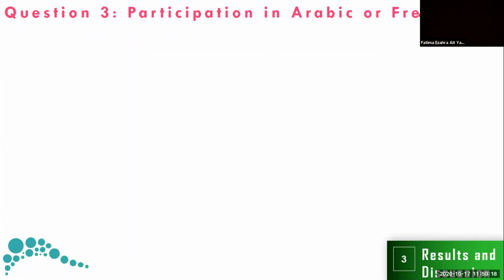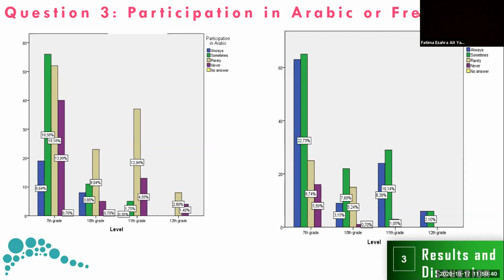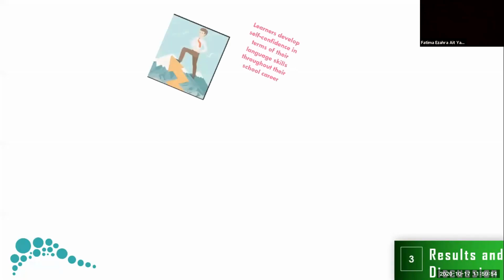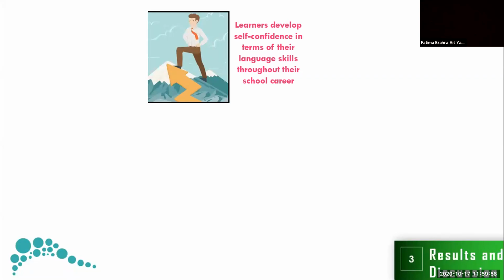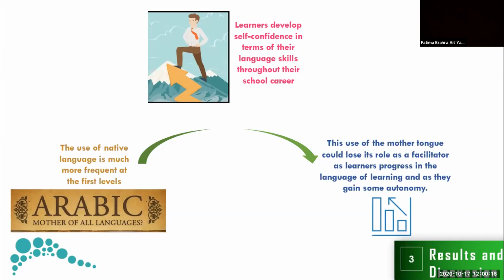The next question is about the learners' frequency of using Arabic and French in their participation in class. The results show that by moving from 7th grade to 12th grade, the frequency of using Arabic in participation decreases while the use of French increases. So, from the two previous questions, we can say that learners develop self-confidence in terms of their language skills throughout their school career. This is related to the role of the native language, the mother tongue, which in our case is Arabic. At the beginning of the learning process, the mother tongue plays the role of facilitator, but as learners progress in the language of learning, they gain some autonomy.